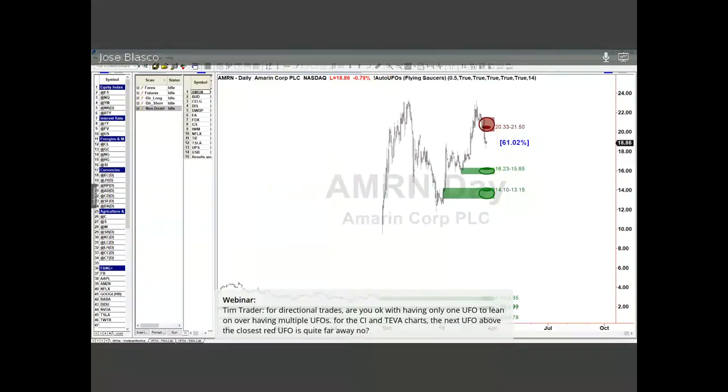Team Trader, a question from Team Trader. Team Trader says, for directional trades, are you okay with having only one UFO to lean on over having multiple UFOs? For the CI and TIVA chart, the next UFO above the closest red UFO is quite far away, no? Yeah, I get your point. Look, a minute ago I was talking about being picky, right? Being selective with your trades.